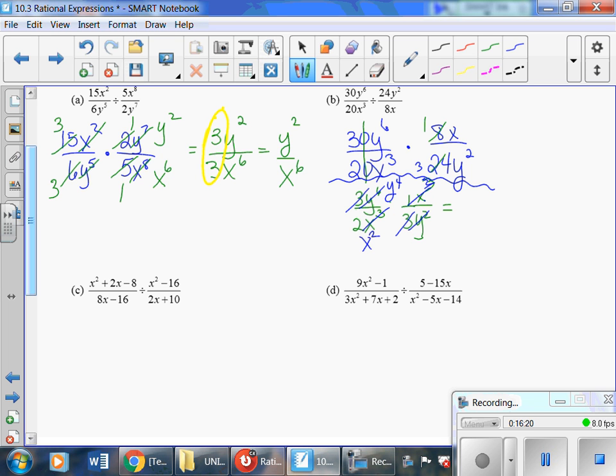So across the top, I have y to the 4th. And across the bottom, I have 2x squared. And that's your final answer. I actually think they're harder to do than the ones like C and D where you have to factor them, because I think it's easier to lose the x and the y's in the translation.